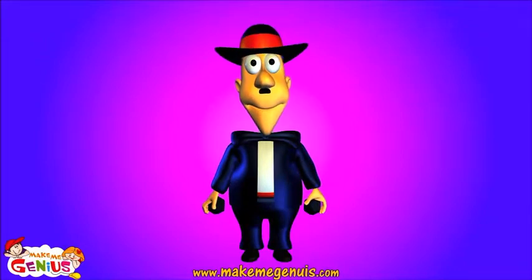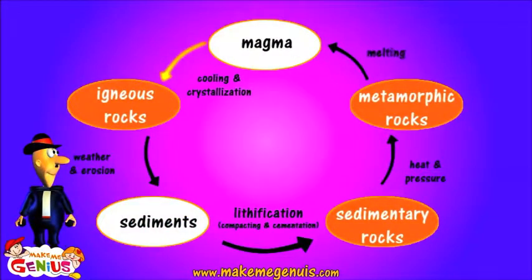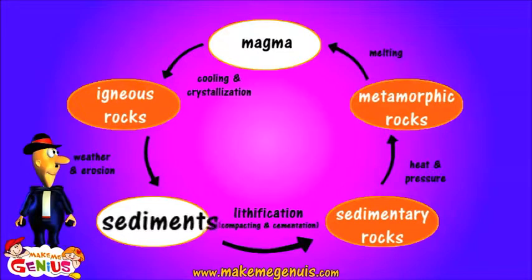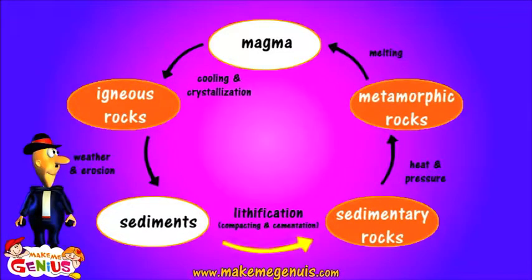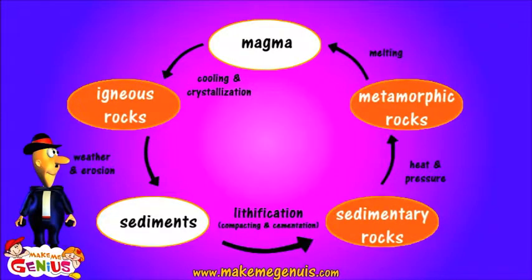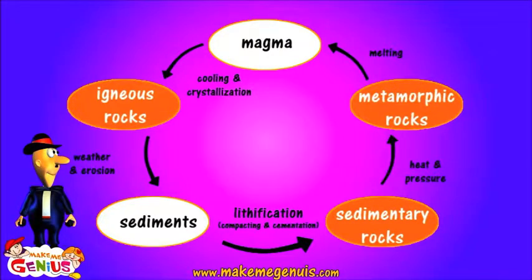You should know that rocks keep changing from one form to another. Look at this picture. Magma changes into igneous rocks by melting and cooling. Igneous rocks break apart due to erosion and weather, and they turn into small sediments. These sediments then get compressed due to pressure and form sedimentary rocks. These sedimentary rocks get changed into metamorphic rocks again by heat and pressure. Now, these metamorphic rocks change into magma due to heat inside the Earth. This way, the cycle continues.